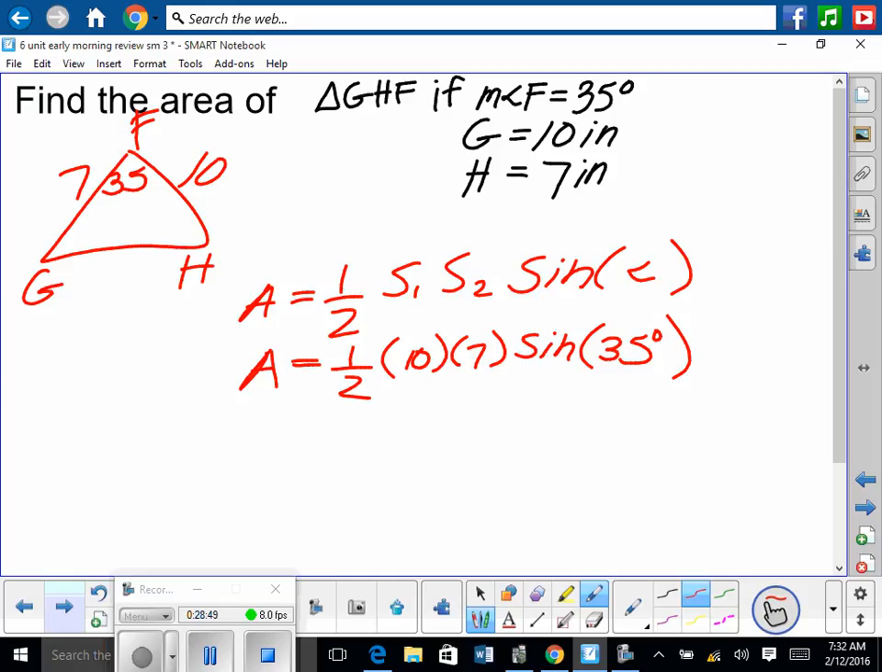So anyways, you'll just type it in. 0.5 times 10 times 7 times sine of 35, and you get 20.07. The area is 20.07. Now guess what? You've got it. Okay, these were inches, right?